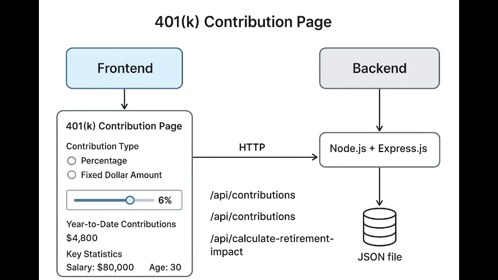The backend exposes REST API endpoints. So for example, using GET /api/contributions to fetch the current settings, or POST /api/contributions to update or save settings, or POST /api/calculation/retirement-impact to compute the projected retirement value. It reads and writes from the JSON file as a lightweight persistence. It also performs the calculation logic to ensure consistent validated outputs regardless of client-side behavior.